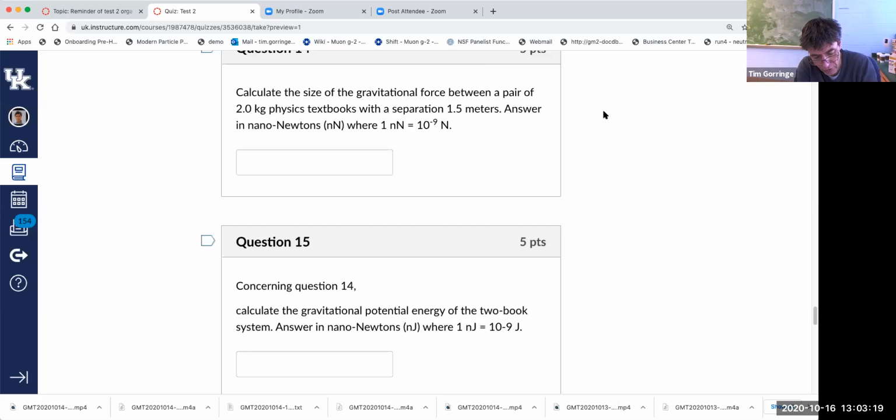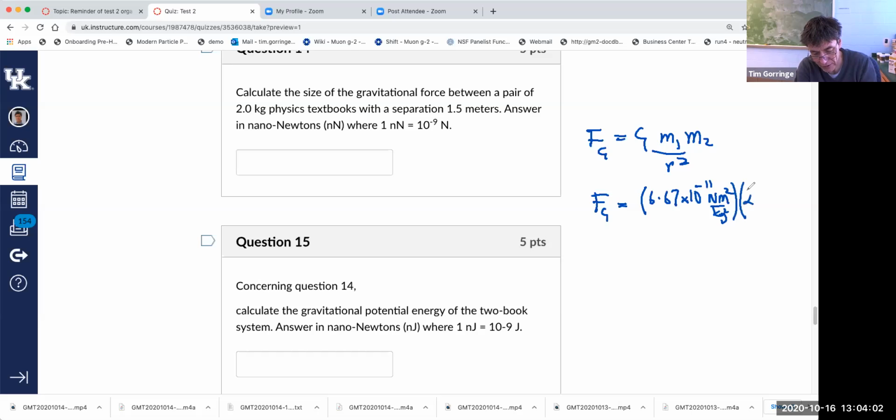So let's do that. We're going to use the universal law of gravity for the force. It says that the force is determined by the product of the gravitational constant, the masses of the objects, and the separation between the objects. We know all these numbers, or can look them up. The gravitational constant is 6.67 times 10 to the minus 11 newton meter squared per kilogram squared. The two masses are both 2 kilograms. And the distance separating the textbooks is 1.5 meters.